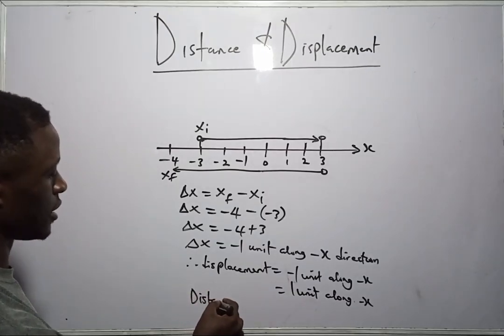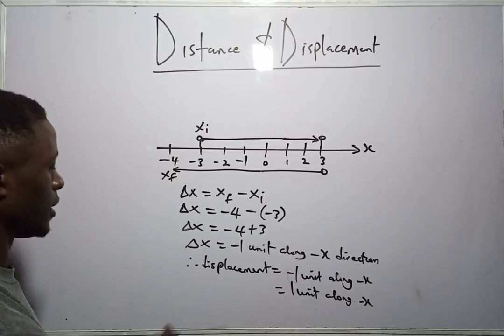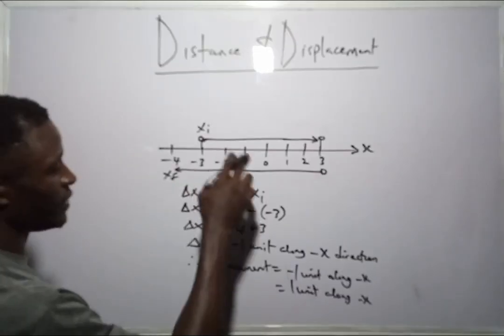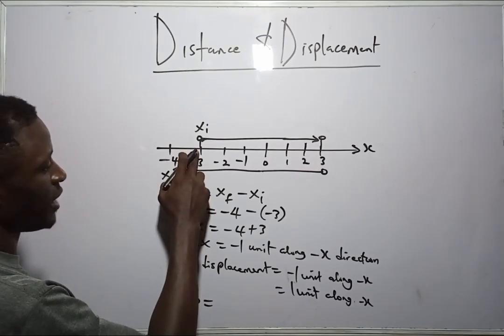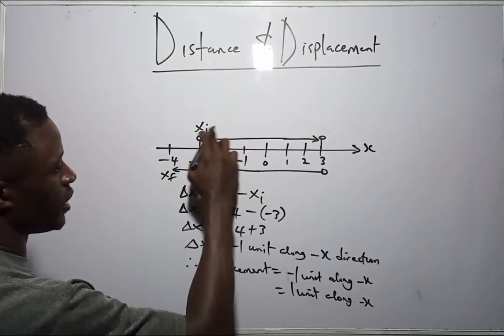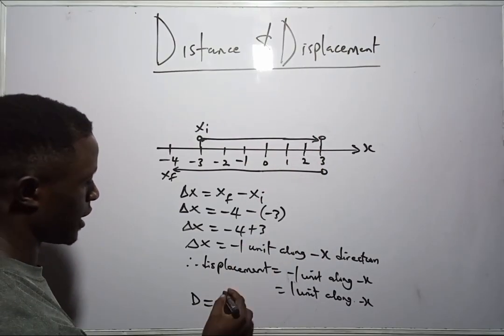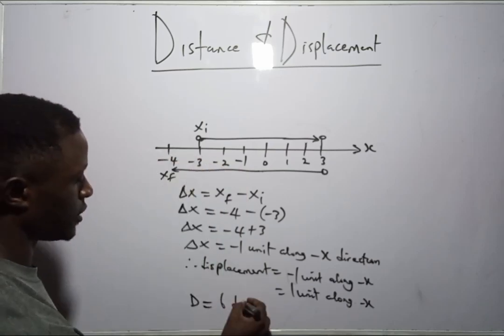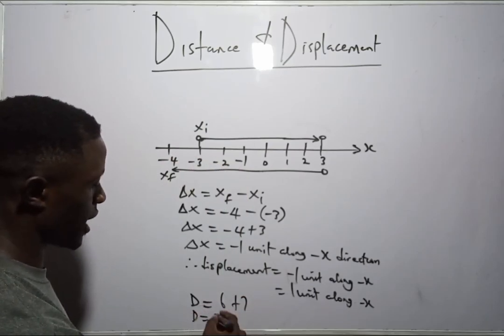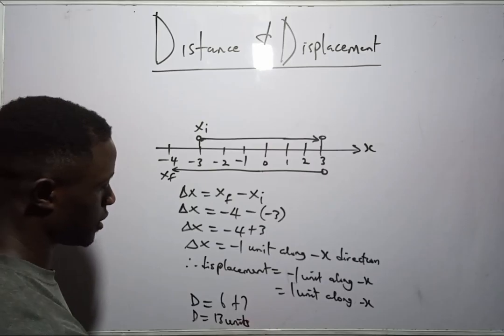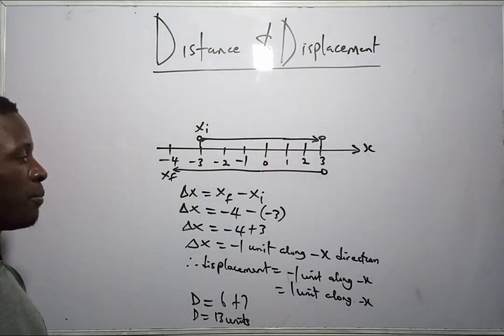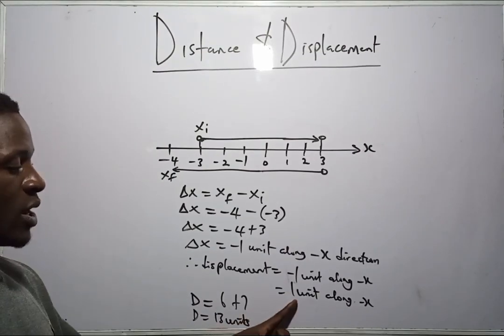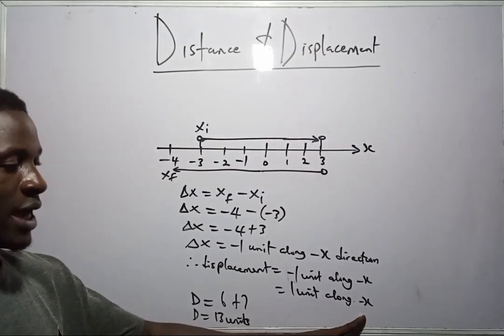Then distance, how do we calculate distance? Distance is going to be all the points covered. When you add everything together, you get your distance. It started from -3, it goes forward how many points? 1, 2, 3, 4, 5, 6. That's 6 plus 1, 2, 3, 4, 5, 6, 7. When you add these two together, it's going to give you 13 units. So the distance of this individual is 13 units, while his displacement is 1 unit along negative x direction.